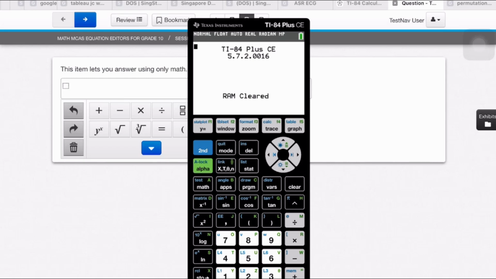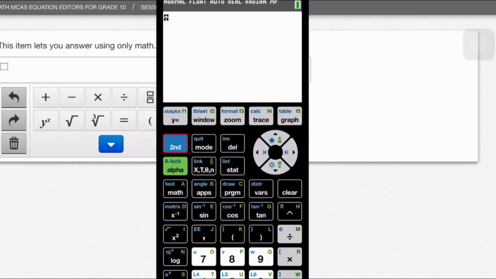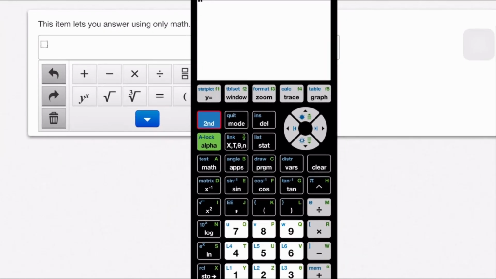So let's continue. Question 4. So the thing over here is we want to use the GC to do part A, part B, part C, right? Now, there are a few ways to do this.